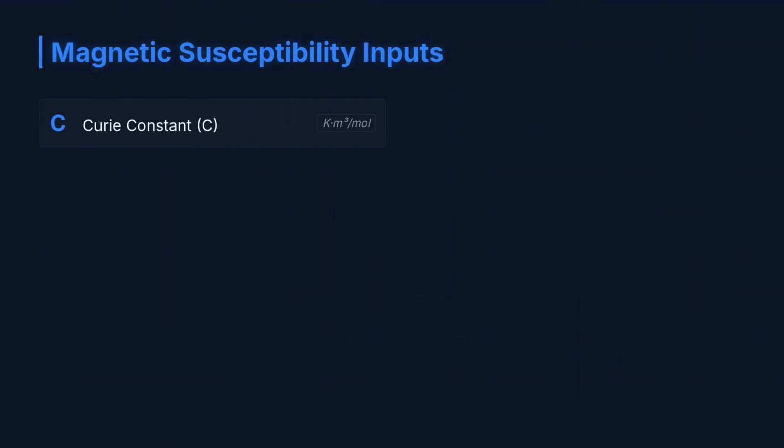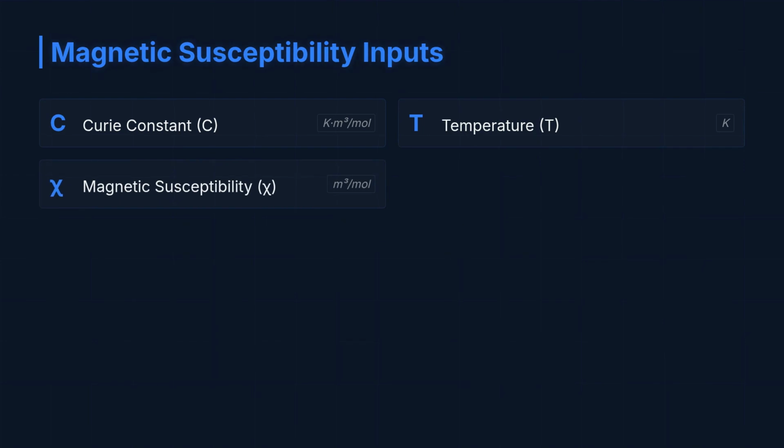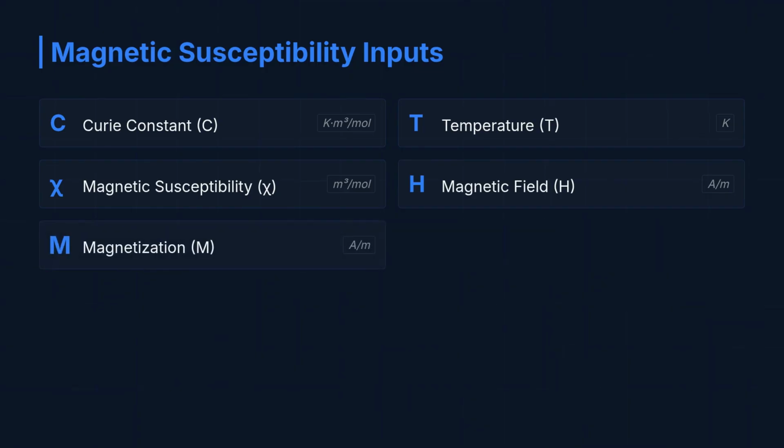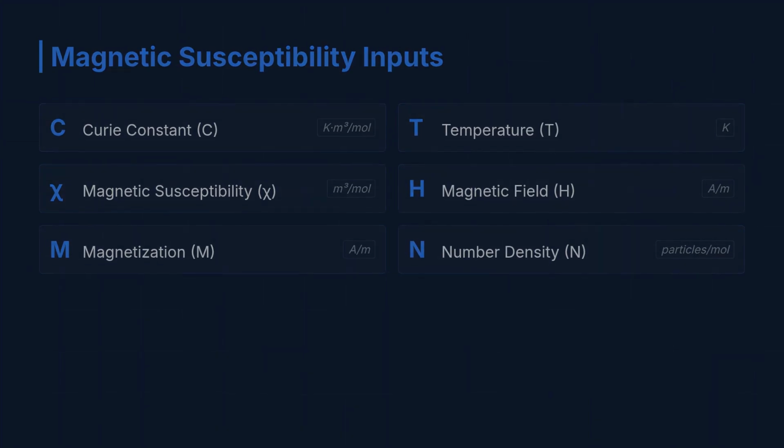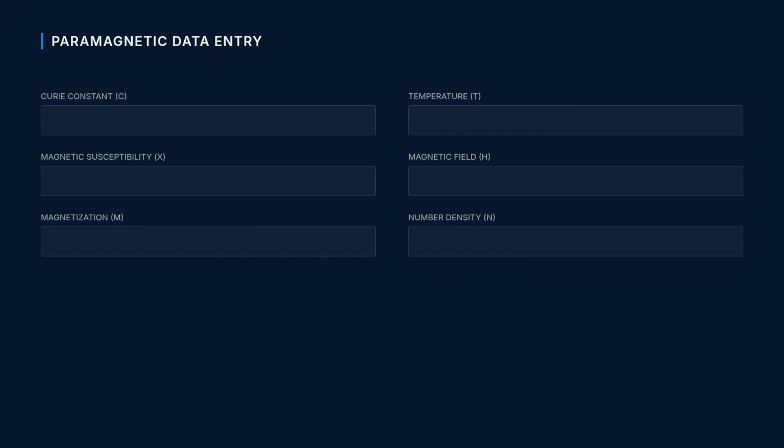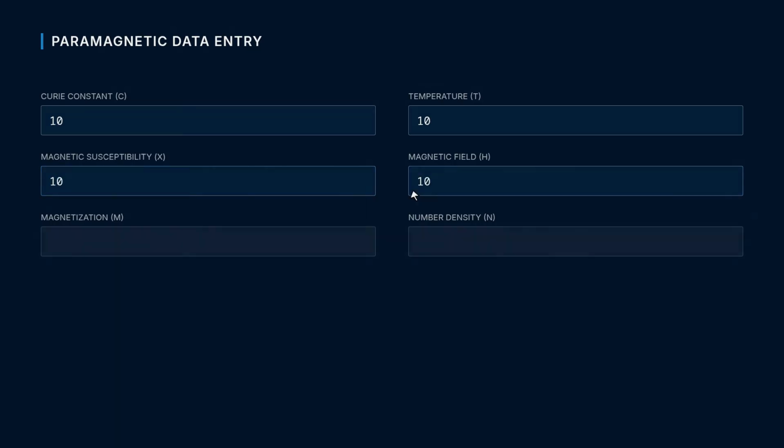Next, we have 6 input fields: Curie constant C in Kelvin meters cubed per mole, temperature T in Kelvin, magnetic susceptibility chi in meters cubed per mole, magnetic field H in amperes per meter, magnetization M in amperes per meter, and number density N in particles per mole. For our example, I'll enter 10 for Curie constant, 10 for temperature, 10 for magnetic susceptibility, 10 for magnetic field, 10 for magnetization, and 10 for number density.